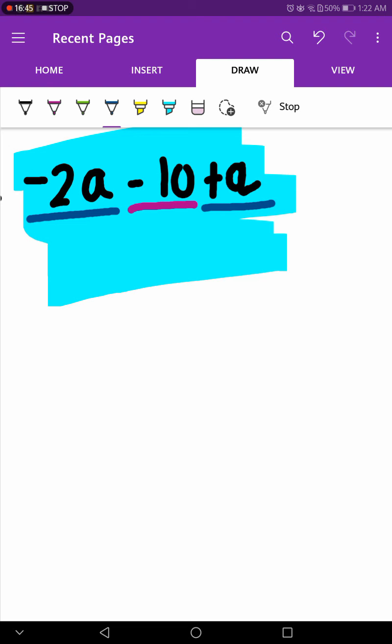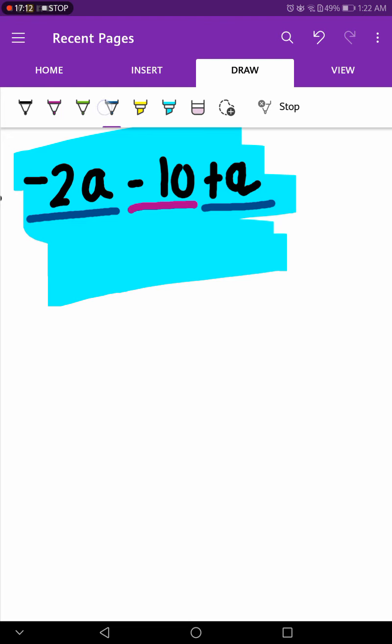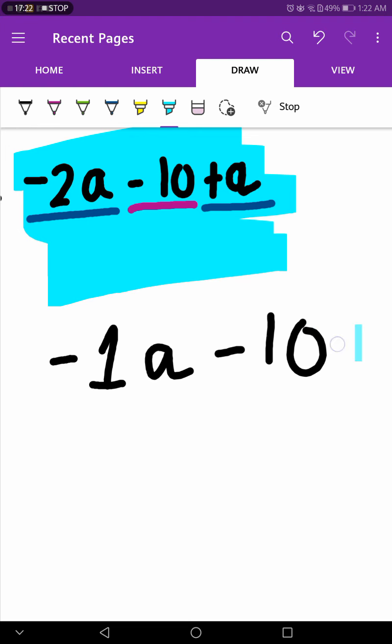Which terms can you add? Yes, the negative 2a and the plus 1a. Plus 1a, I cannot see one. There is a hidden one here. Okay, great. So the grocery wants from me negative 2, and I have 1. I give him the 1, so he still wants 1 from me. So it is negative 1a. How can I write it, teacher? Negative 1a. You can write it like this. Okay, this is the right side.